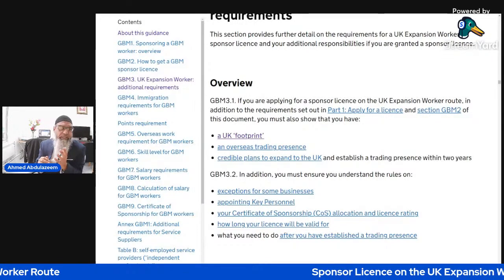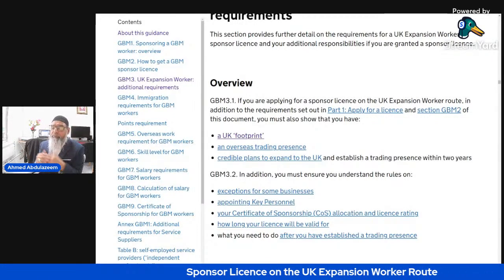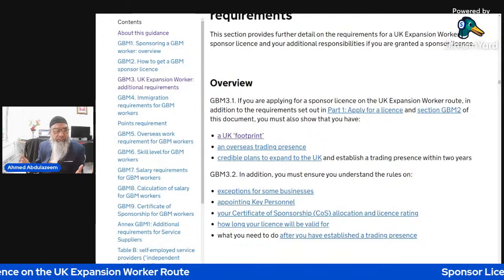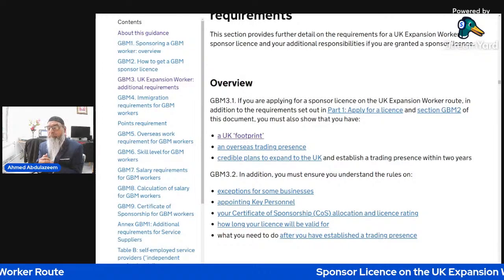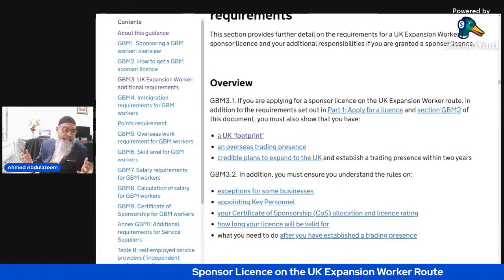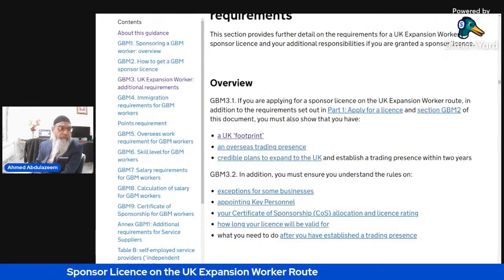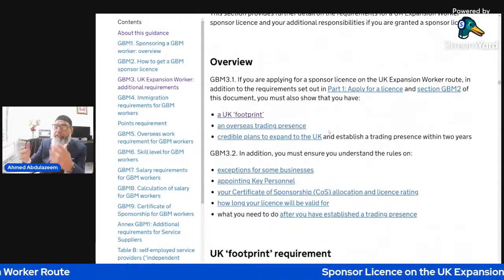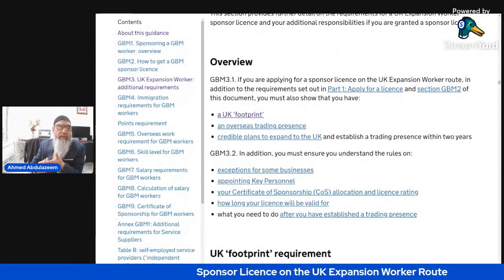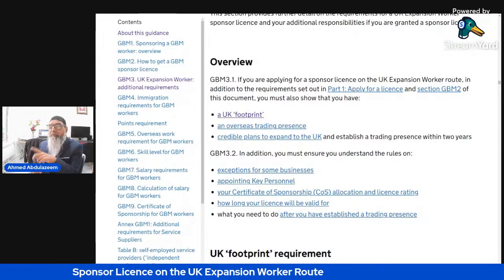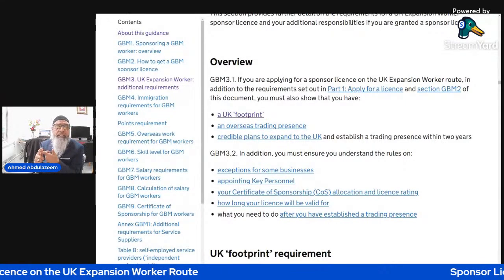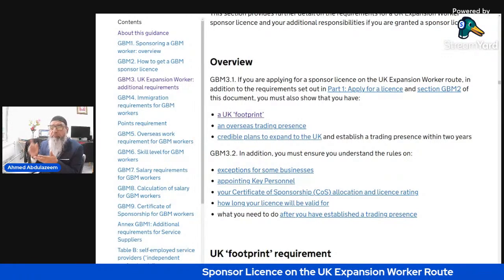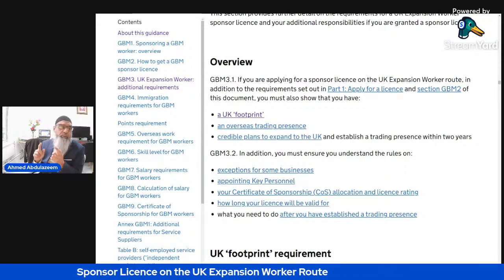Now, in immigration there are always exceptions as well. We may talk about exceptions a bit here, but for detailed requirements relevant to exceptions, all the information is already available online, or we can also be contacted for this. So I repeat quickly: to apply for the sponsor license on the UK expansion worker route, we need three things. One is proof of a UK footprint. Number two, an overseas trading presence. And number three, credible plans to expand to the UK.